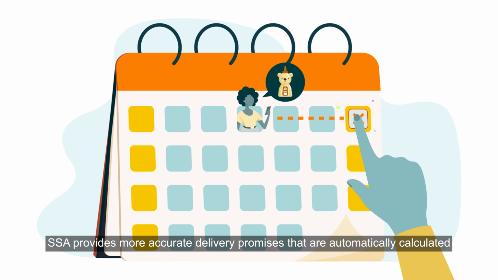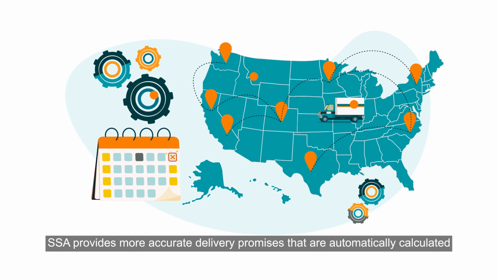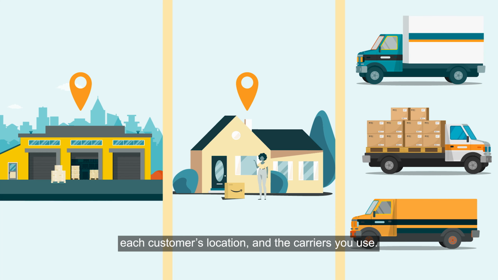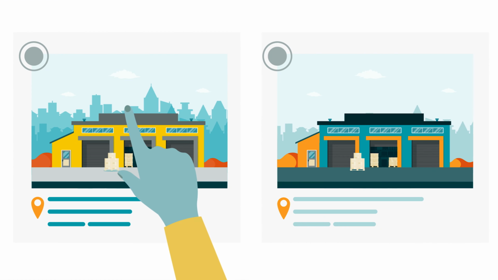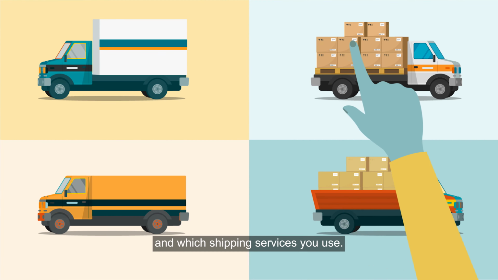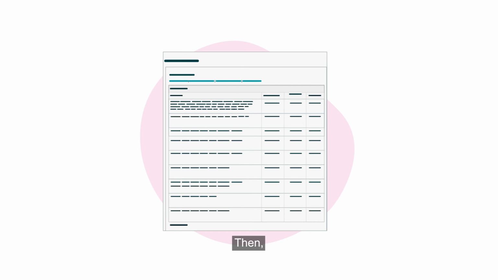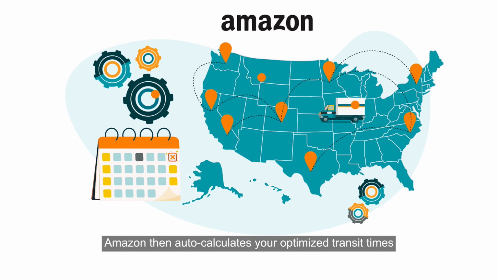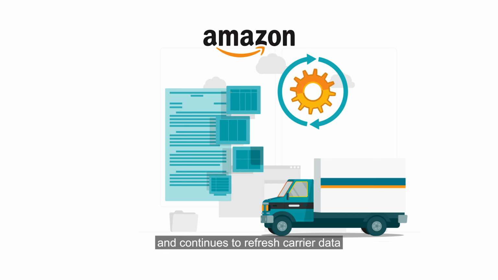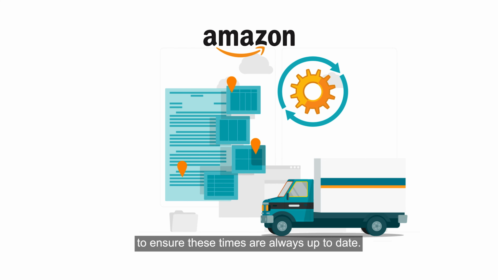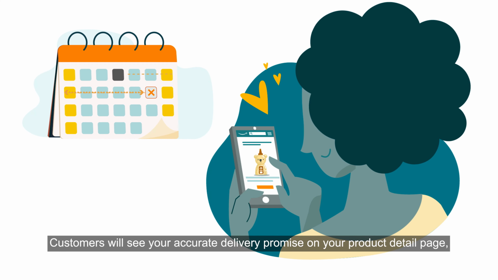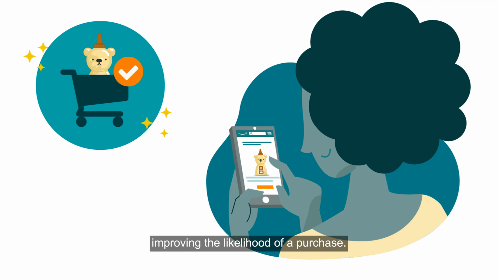SSA provides more accurate delivery promises that are automatically calculated based on your warehouse locations, each customer's location, and the carriers you use. Here's how it works. First, you'll select your warehouse addresses and which shipping services you use. Then you'll assign your seller-fulfilled ASINs to your SSA-enabled shipping template. Amazon then auto-calculates your optimized transit times and continues to refresh carrier data to ensure these times are always up to date. Customers will see your accurate delivery promise on your product detail page, improving the likelihood of a purchase.